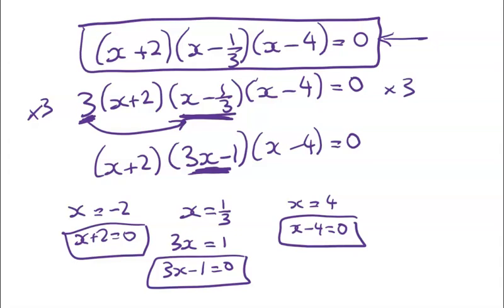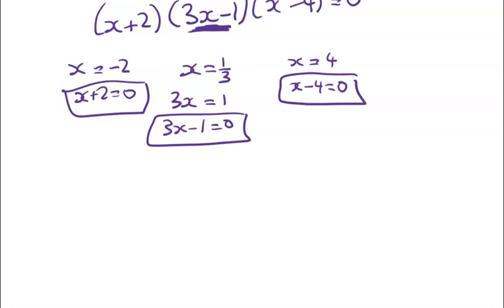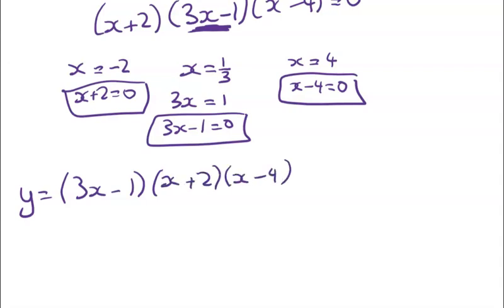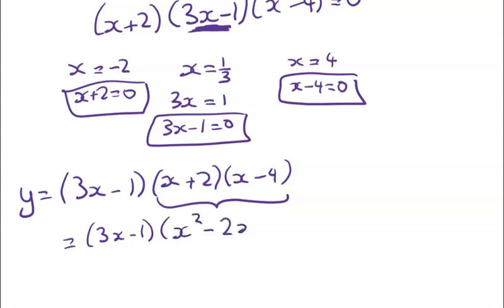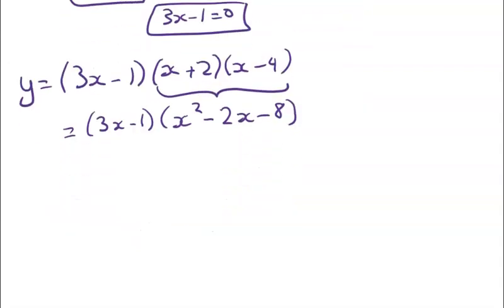So we're just about there, but what we have to do is now expand those brackets so that we can figure out the a, the b, and the c. So we have y is equal to 3x minus 1 times x plus 2 times x minus 4. I'm going to expand out these first. So we get 3x minus 1 into x squared minus 2x minus 8.